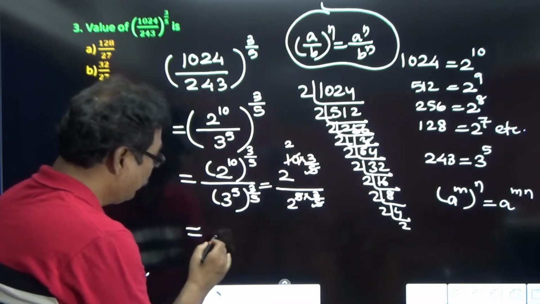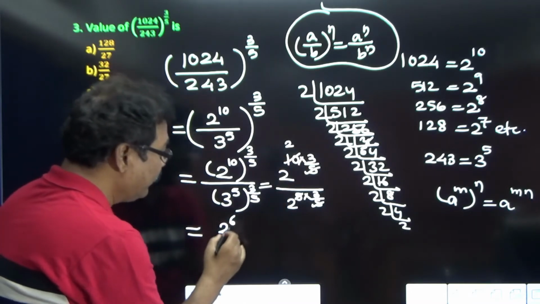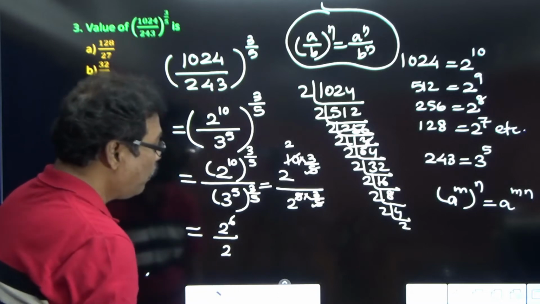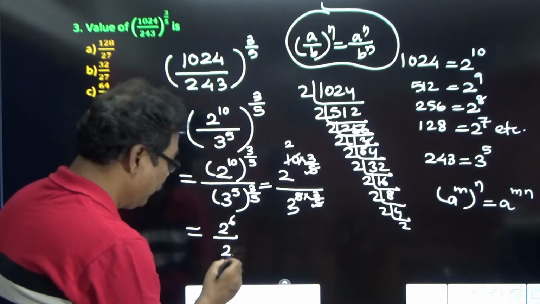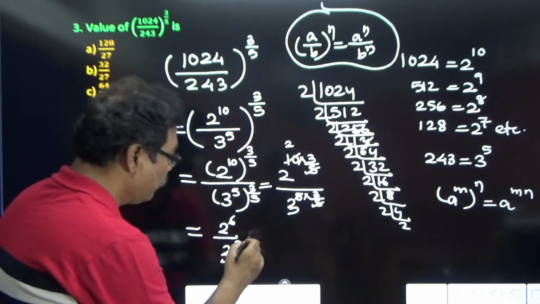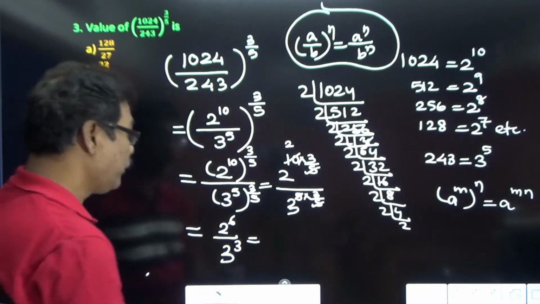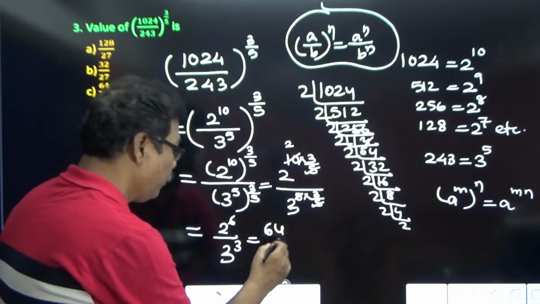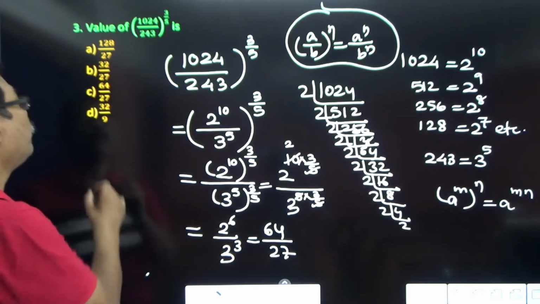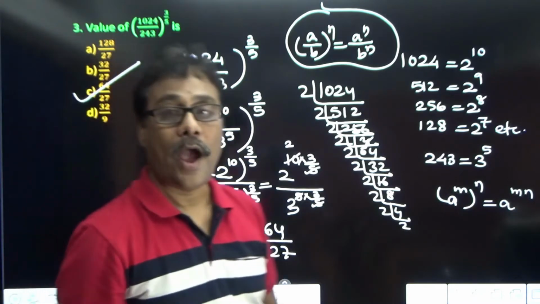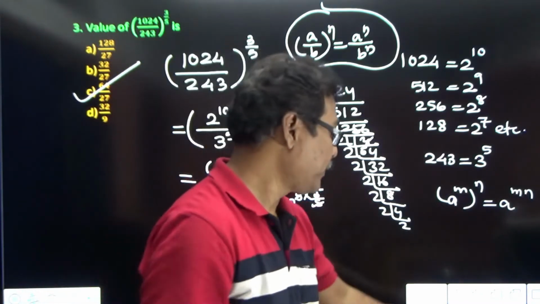So what we are getting is 2^6 divided by, okay, this will be 3, not 2, this will be 3^3. Now 2^6 is 64 and 3^3 is 27. So my answer is going to be 64/27. I hope all of you got it. Okay, let's go to the next one.